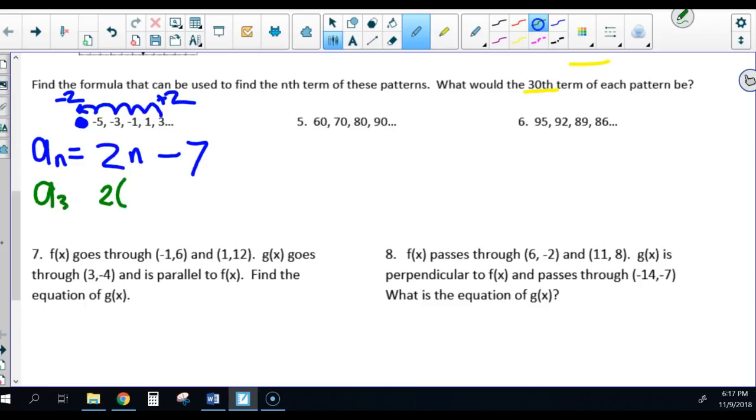So a sub 30 is 2 times 30 minus 7. That is 60 minus 7, 53.